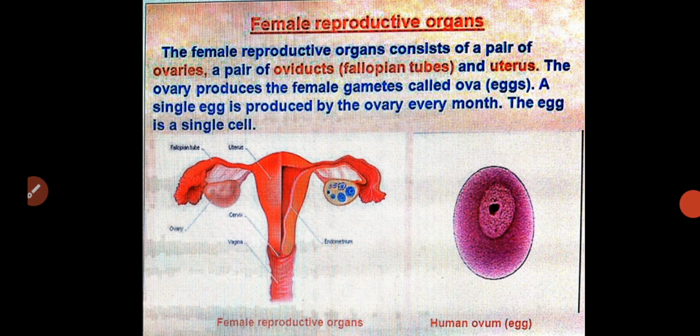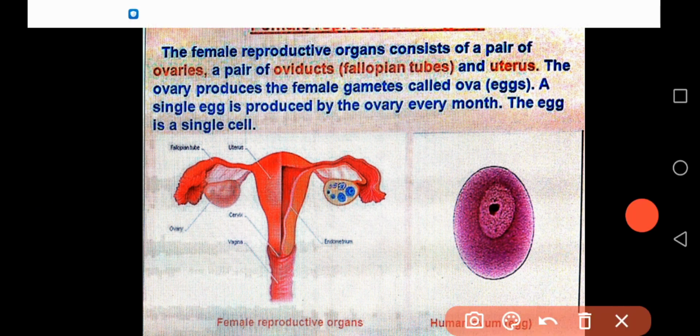I already told you the female reproductive system contains a pair of ovaries. This is one ovary, and this one is another ovary. The paired ovaries are located in the abdominal cavity near the kidney in females.